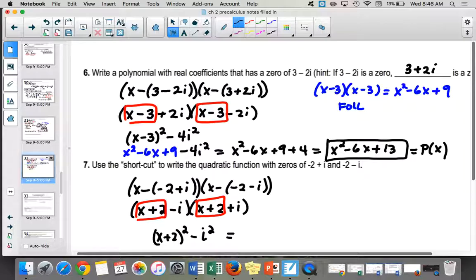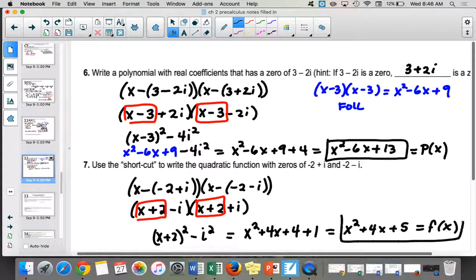Can you guys do the x plus 2 squared in your head, or do you have to write it off to the side? I had to write it off to the side, even when I was in AP Calc. I don't know why, I just could not do it in my head. So if you have to write it off to the side, it's fine. x squared plus 4x plus 4, and then plus 1 from the minus i squared. So we get x squared plus 4x plus 5. That's our quadratic function with those zeros. Okay. Easy enough? Can you do that? All right.